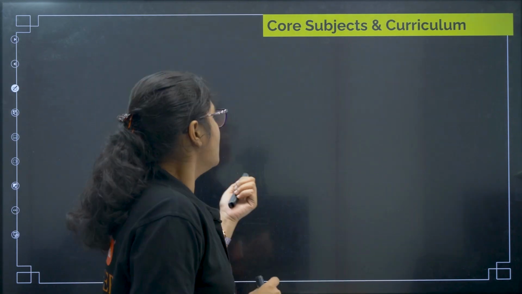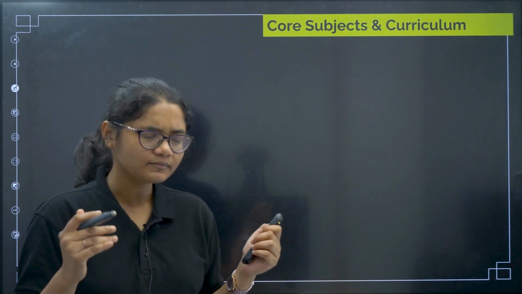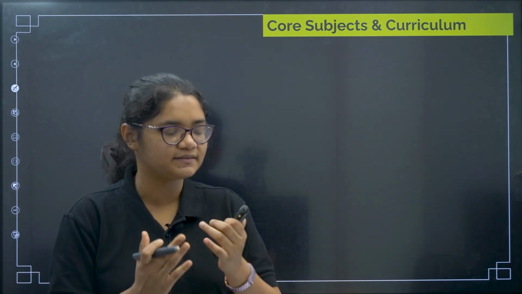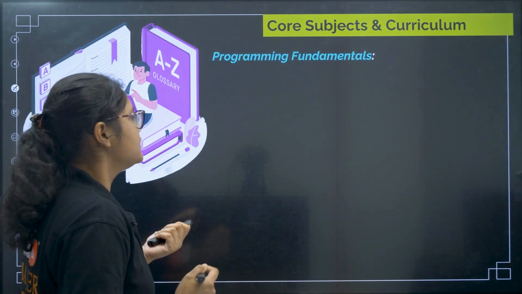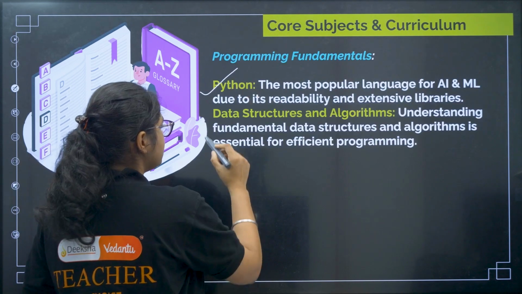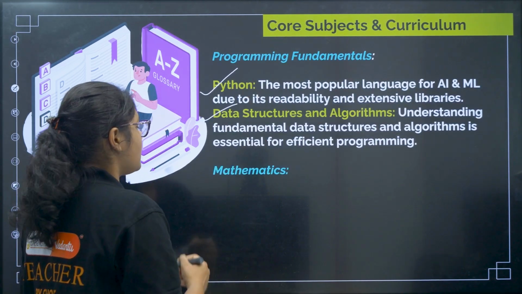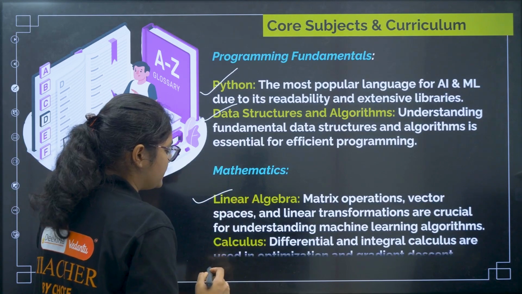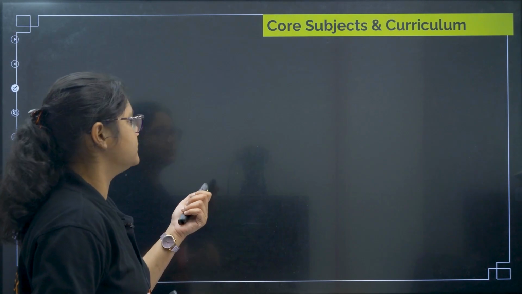Now coming to core subjects and curriculum. I'll be talking about some core subjects that you need to study if you are taking this particular course. First is programming fundamentals, where you need to be really good with Python, and data structures and algorithms, you have to be very strong. Then coming to mathematics, you need to know linear algebra, calculus, probability and statistics. These are the important subjects.